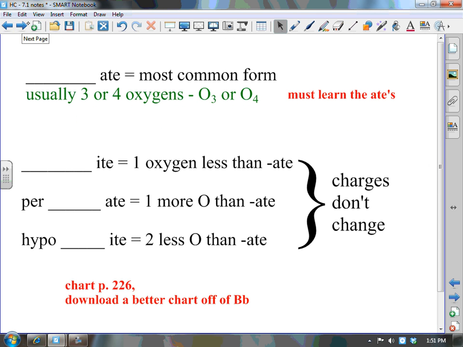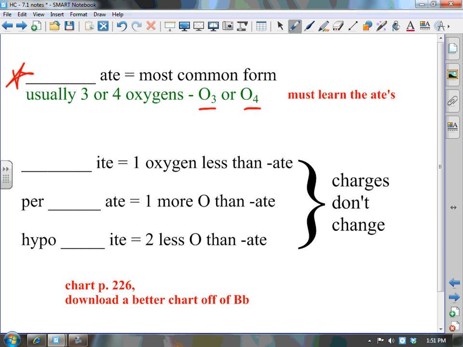So here's the best way to go about this. The most difficult thing to know is this first one, the blank-ate, whatever that non-oxygen element is. Whenever something has the ending -ate, it is the most common form that element bonds to oxygen. Usually it's three or four oxygens, so usually it's an O3 or an O4. Here's the problem. It'd have been nice if -ate meant specifically three oxygens, or specifically four, because then it'd be easy, because everything follows this pattern. The problem is this very first one is difficult because it's the most common.